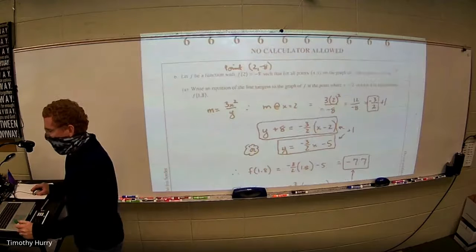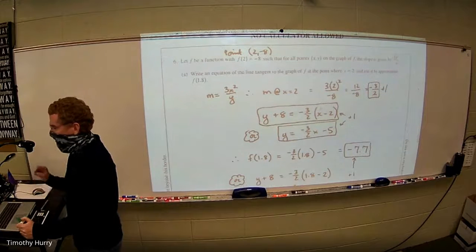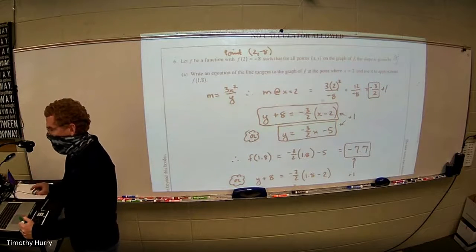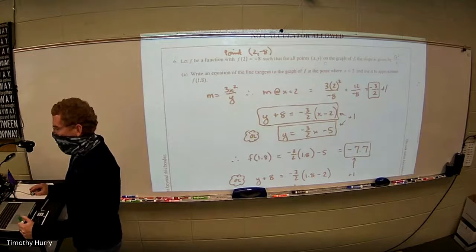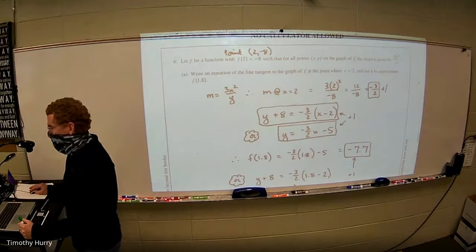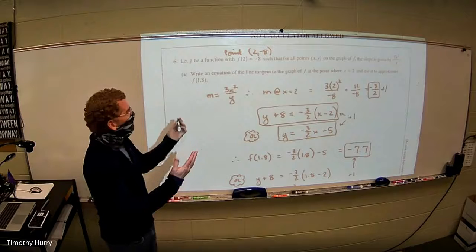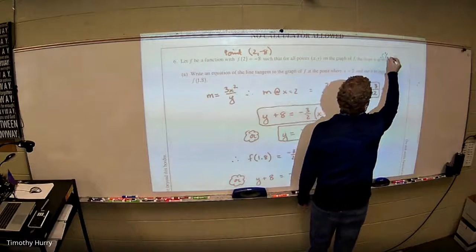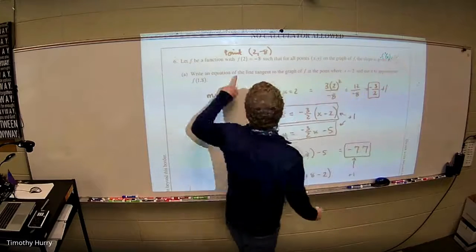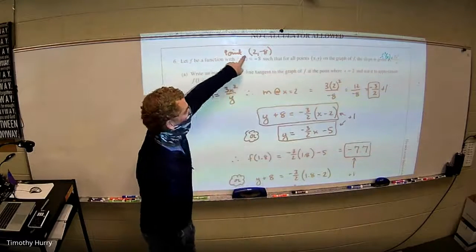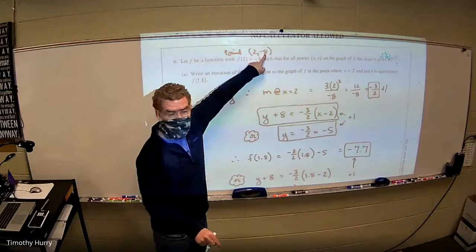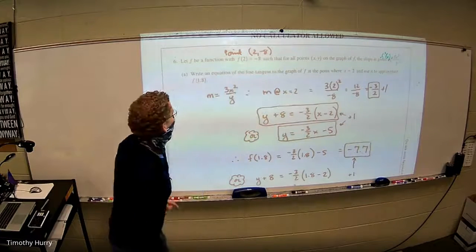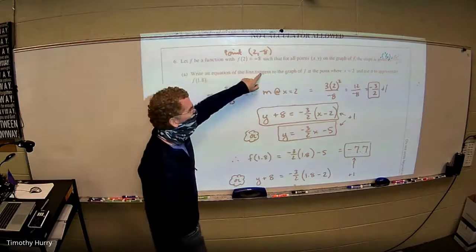Let's see. It says, let f be a function with f of 2 equals -8, such that for every point on the graph of f, the slope is given by that expression. So that's the slope. So what is that 3x squared y? What is it? The f prime function. That's your f prime of x is this. And they give you a point on the graph of f, right? So 2, -8. Now the question is, write an equation of the line tangent to f.